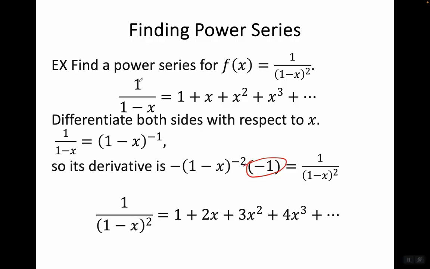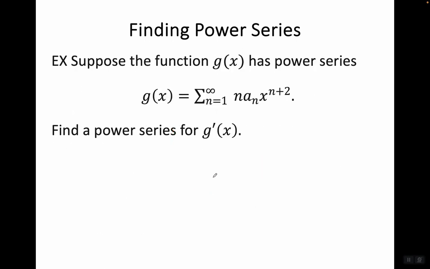So when you take the derivative of both sides, the derivative of this just turns out to be that. And the derivative of 1 plus x squared plus x cubed, etc., is just 1 plus 2x plus 3x squared plus 4x cubed, and so on.